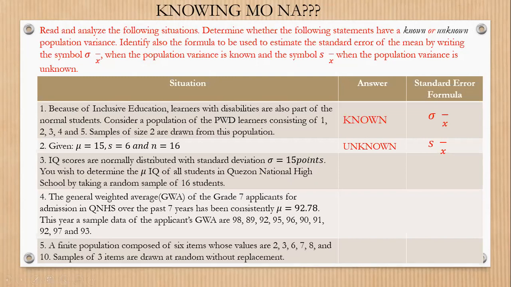Kairis. Okay, JM, you're raising your hand. O anak, in this case. Known po, ma'am. Okay, so it will be known, di ba? Kapag meron tayong population standard deviation, we can compute for the population variance. And of course, the symbol will be yan, the sigma.